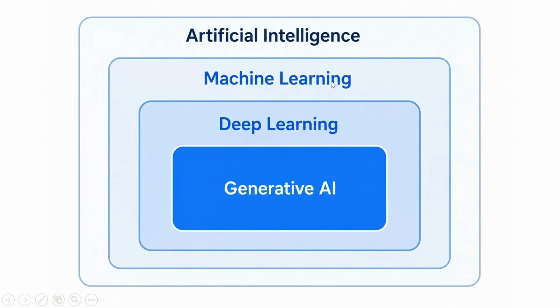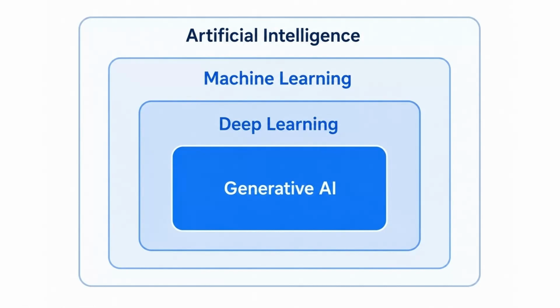The next subset is deep learning. Deep learning is a specialized area of machine learning that uses neural networks with many layers. Take note of that. This is a subset of this. And within deep learning, we have generative AI. Generative AI focuses on creating new content, and that content can be text, images, code, audio, and many more. That's the technology we will be using throughout this course.